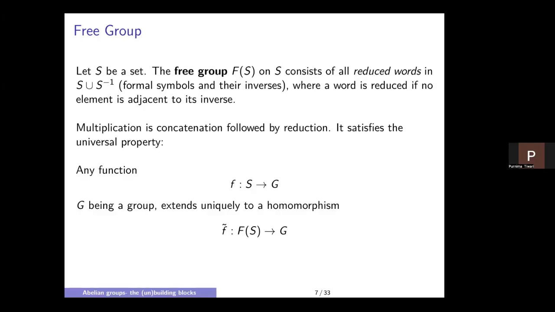Multiplication is concatenation followed by reduction. Reduction, as I have mentioned already, satisfies the universal property. And any function defined, say, from the set S to a group G extends uniquely to a homomorphism. That is, we can define a unique homomorphism from the free group of set S onto the group G.